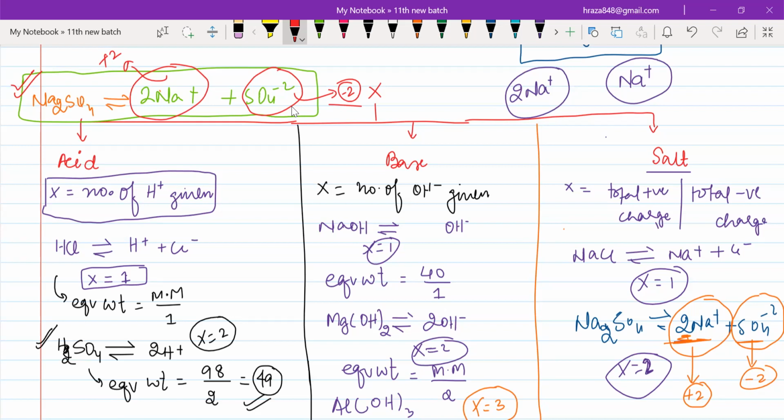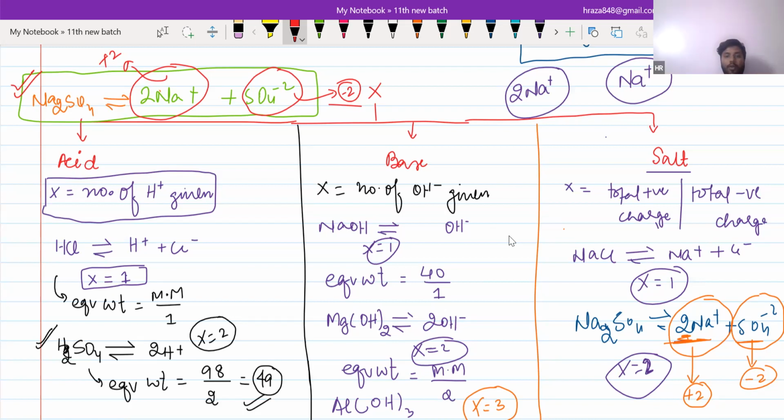Sir, in all cases, will they be the same? Like in NaCl, both sides had one charge, positive and negative. Na2SO4 had two charges on both sides, positive and negative. Will it always be the same positive and negative, or can it be different? Can the negative charge sometimes be greater, or the positive charge sometimes be greater? That depends upon the nature of the compound.